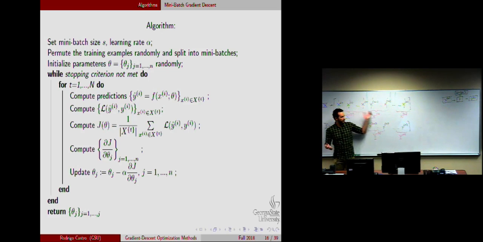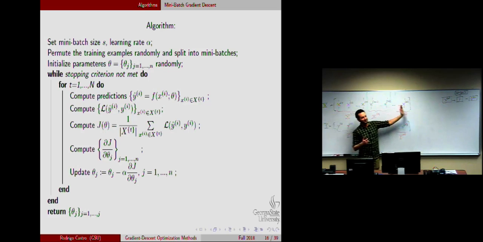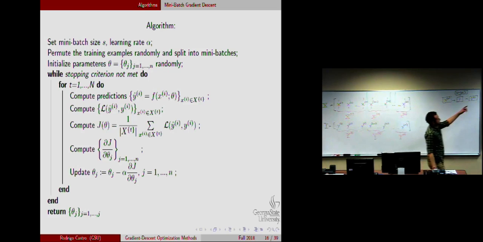Because maybe your data has a certain organization. For example, in the loan model, maybe the first half is those that were rejected, and then you have all those that were accepted. So when you run gradient descent, first you would be running it on the ones that were rejected. So we want to permute randomly, to scramble the deck, right? Now this part is the same. Initialize the parameters randomly, so take a random choice of the parameters here.